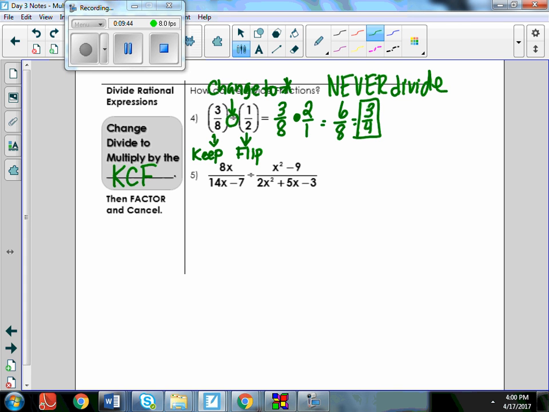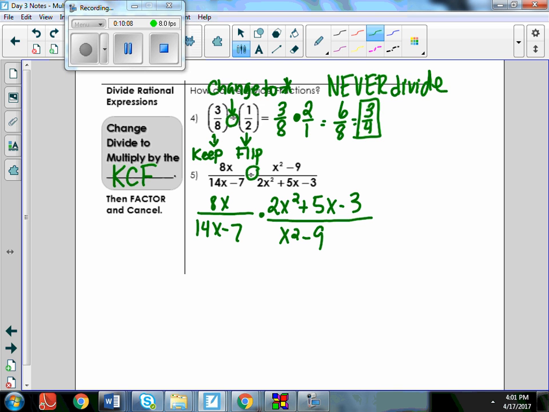Okay? It works exactly the same with these rational expressions. So your only job is to notice that that's divide and rewrite your problem as multiply. So I'm flipping the second fraction there. You've conquered divide. You don't have to know how to divide because you don't divide. You multiply. You just have to know to flip the other fraction. Okay? So that's kind of cool because you already know how to do it.